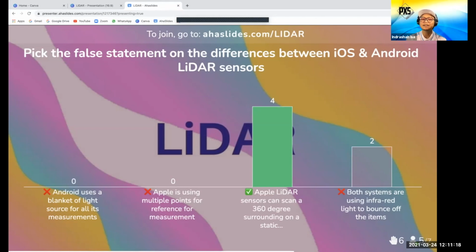Apple LiDAR sensors can scan 360 degrees surrounding on static? No, because just now I mentioned the item must be in front of the camera. The camera cannot scan 360 if it's not moving. Okay, LiDAR needs to move, unless you put multiple cameras around it, then you can do so. So it's not static. The items that you scan must be in front of the lens. Okay. Both systems are using infrared laser, I think, too expensive for phones.